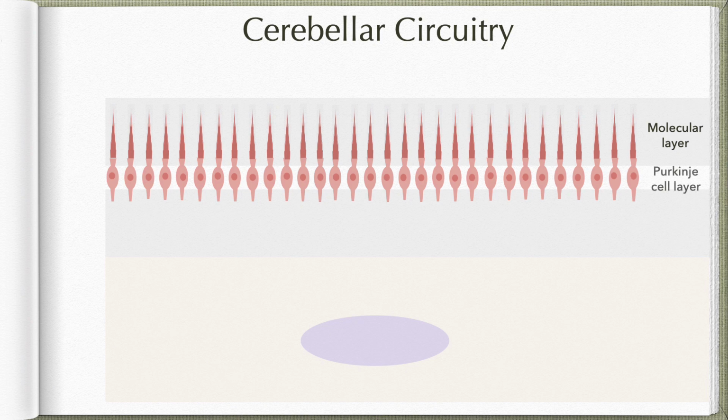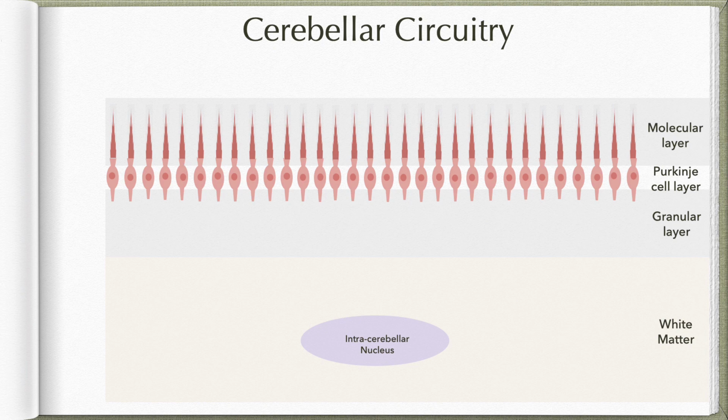The middle layer consists of a single layer of cells that is known as the Purkinje cell layer, and the deepest layer of the cortex is the granular layer. So the molecular layer is the superficial layer in the cortex. Then we have the Purkinje cell layer, which contains a single layer of Purkinje cells, and then the deeper layer is the granular layer. Deep to the cortex we have white matter. Within the white matter we have intracerebellar nuclei.